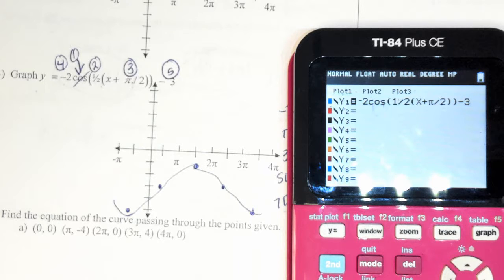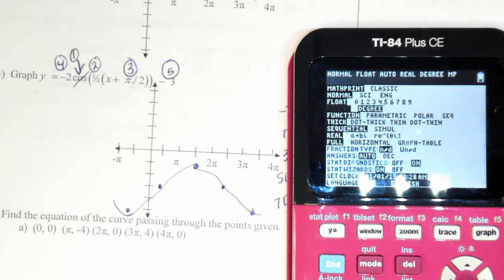It will. We want to be in radians. I'm going to double check my mode. And it's a good thing we did. Thank you for that reminder.